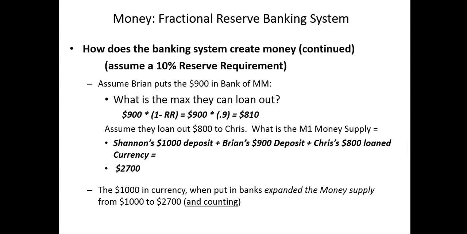So at least theoretically, that process, right? Chris could take the 800 and put it in the Bank of MM or a different bank, and it could just keep going and going and going, right? That's how the banking system can create money. And again, as I mentioned earlier, I think if everybody in the United States understood that this is how the banking system works, that belief in your money in the bank might be diminished pretty significantly.